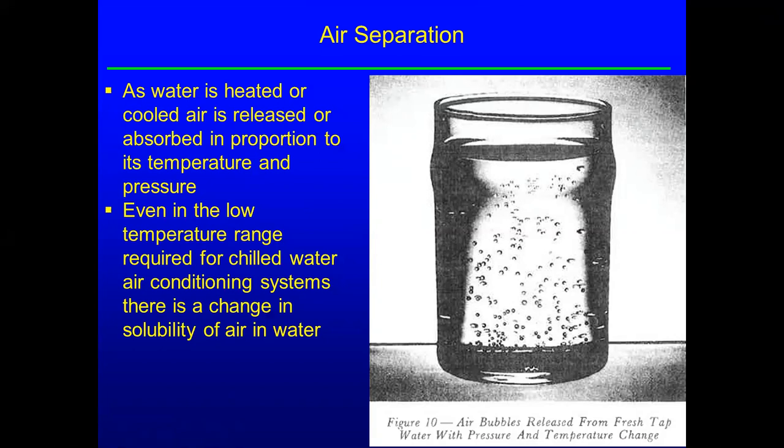And so this air has got to be handled. Even in a chill water system, changing temperature from 40 to 55 or 60 degrees is enough that you're going to generate air and it has to be controlled.